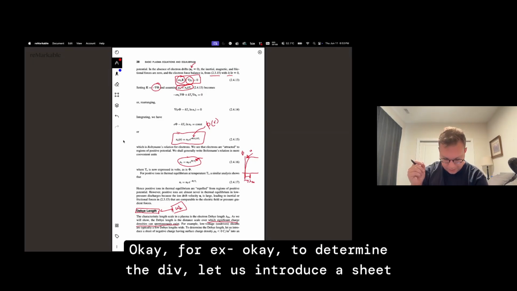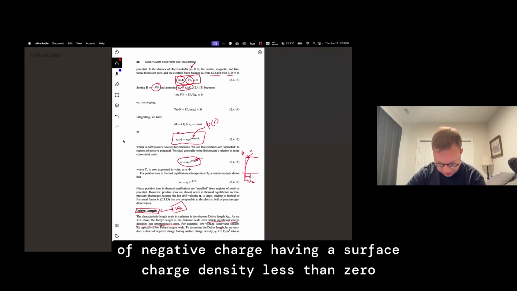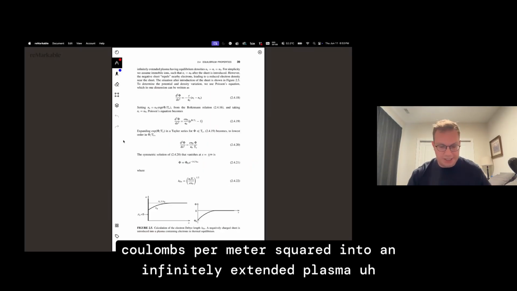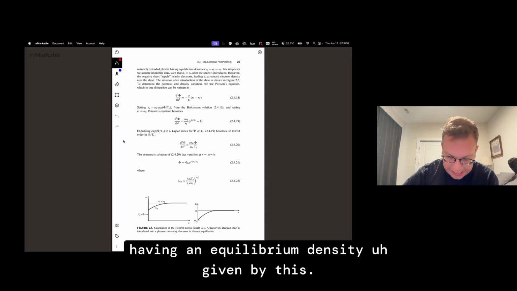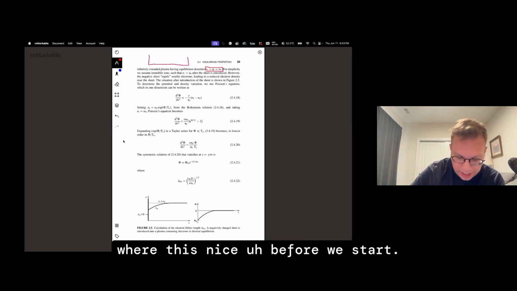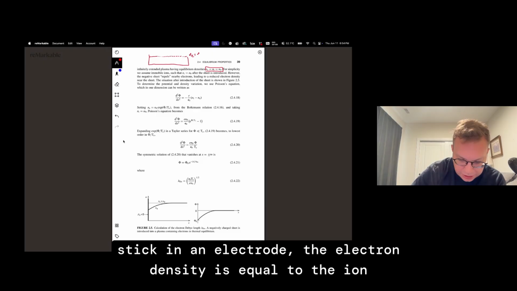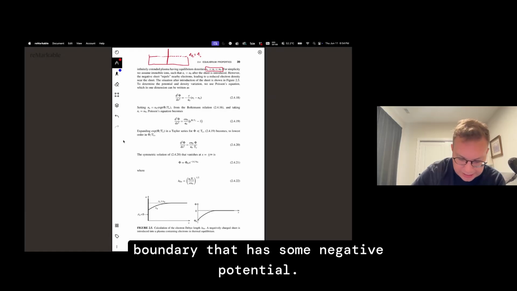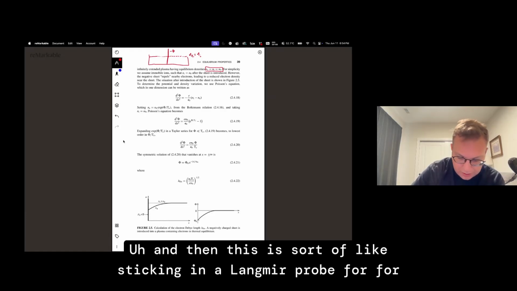Okay. To determine the Debye length, let us introduce a sheet of negative charge having a surface charge density less than 0 coulombs per meter squared into an infinitely extended plasma having an equilibrium density given by this. So the idea is that we have this region in x where, before we stick in an electrode, the electron density is equal to the ion density. And what we're going to do is stick in a boundary that has some negative potential. This is sort of like sticking in a Langmuir probe, for people that are familiar with that.